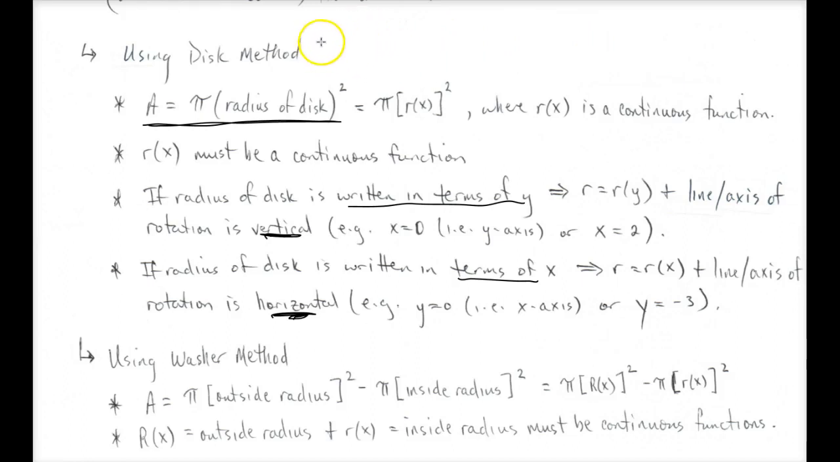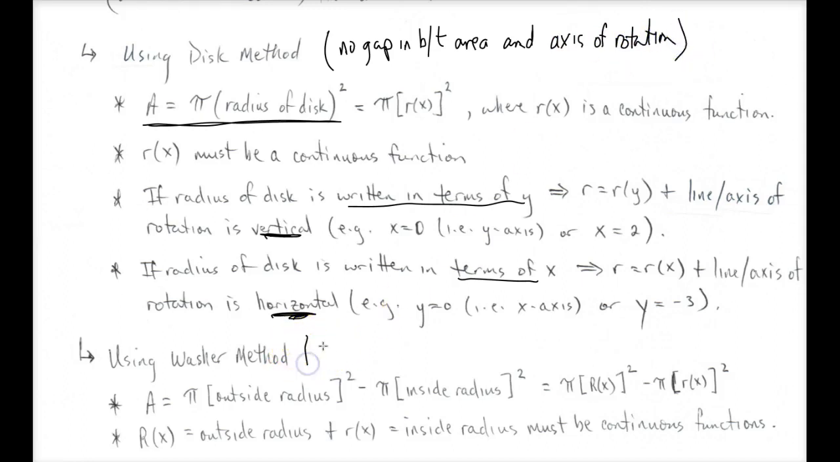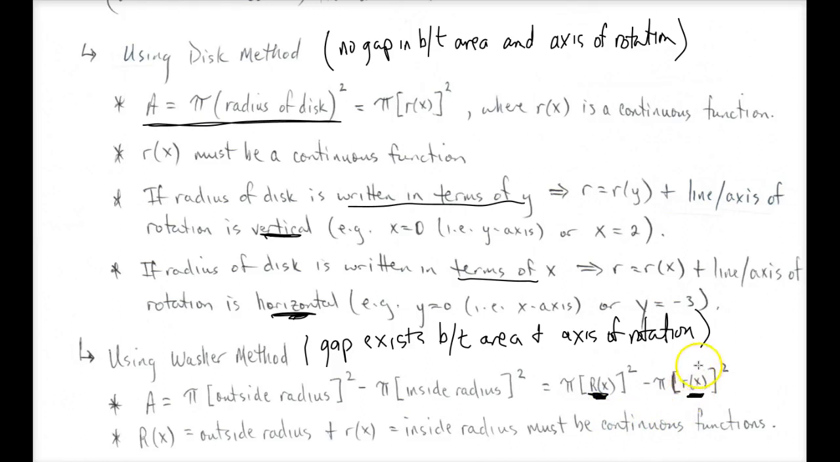And so one of the things that we know is that for the disk method, there is no gap between the area and the axis of rotation, whereas for the washer method, there is a gap that exists between the area and the axis of rotation. When we look here, we see that we're taking the difference between the areas of circles, where the outer radius is big R of x and the little radius is little r of x. We still should be able to characterize a radius as a continuous function.